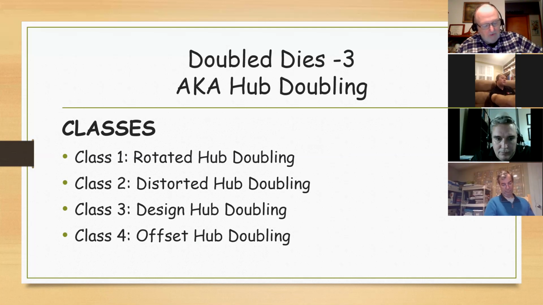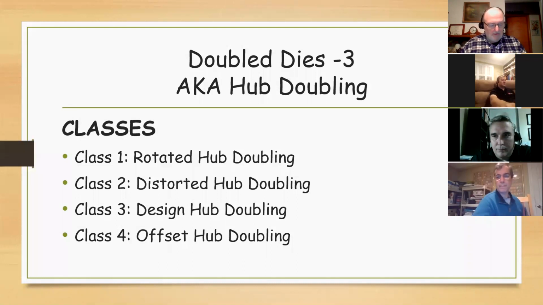Class 3, the design doubling, results when a hub bearing a different design stamps a die bearing a different design. What that would be, and these are extremely valuable, is when a cent and a dime both strike the same surface, the dies for them. It doesn't happen often, that's why they're so rare. Class 4, the offset, results when the die receives an additional hubbing that is misaligned in an offset direction.